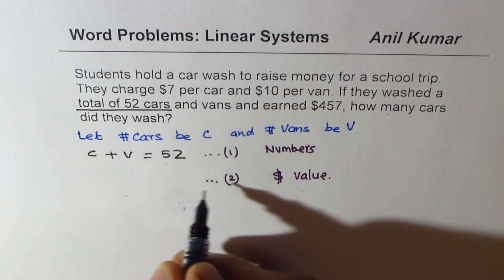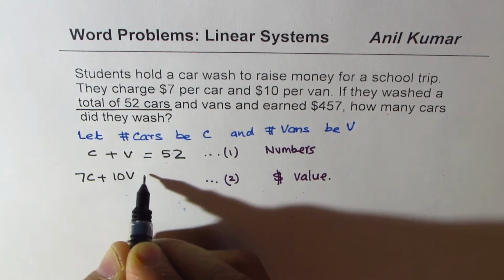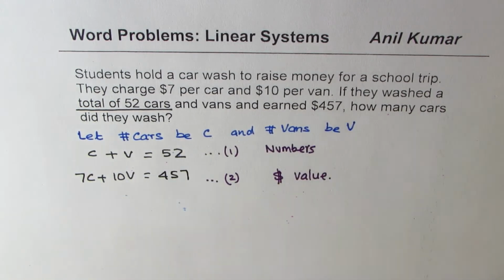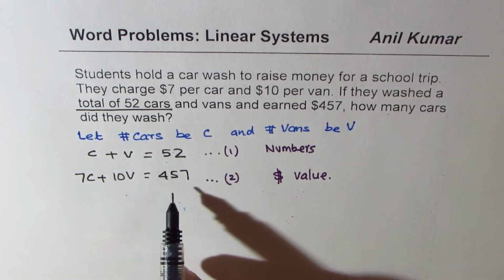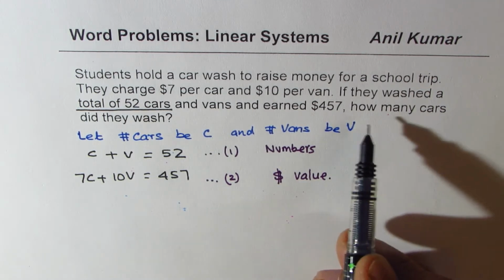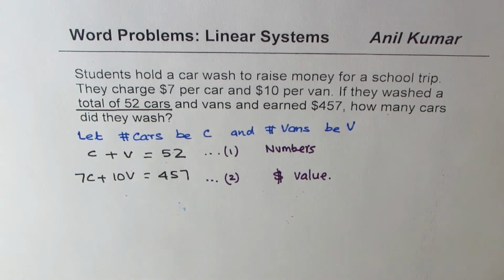$7 for each car, so we can say 7C, plus $10 for each van, and total number of dollars is 457. That is the money part. And we have written the equation in product form, correct? So that is how you easily get your equations. You need to find how many cars did they wash. You want to find what C is, okay?